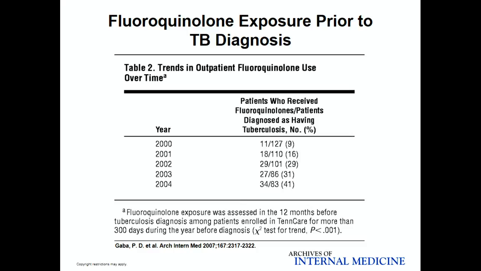Pinky Gaba looked at this among TB patients in Tennessee. This was several years ago now. And these are persons diagnosed with tuberculosis, and it was using the TennCare pharmacy database. So persons in TennCare had their prescriptions tracked. And you can see that over this 5-year period, the proportion of TB patients who received a quinolone increased from 9% to 41%. And that was statistically significant.